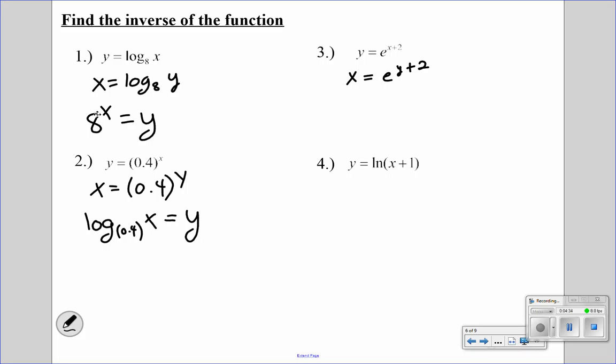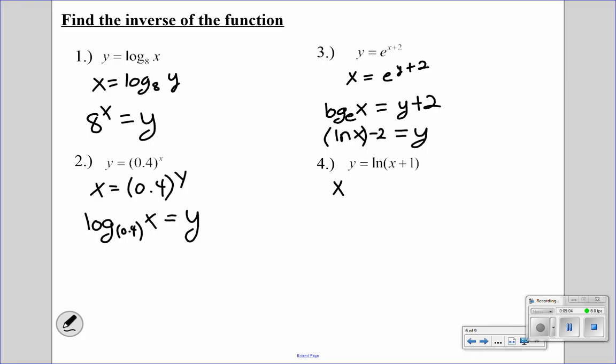Now, in order to get y by itself and get it out of the exponent, we're going to need to switch this to logarithmic form again. So that's just log base e of x equals y plus 2. We can rewrite log base e as the natural log of x, and then to get y by itself, we simply subtract 2 from both sides. So y equals the natural log of x minus 2.